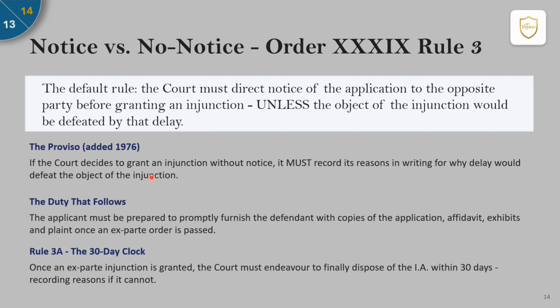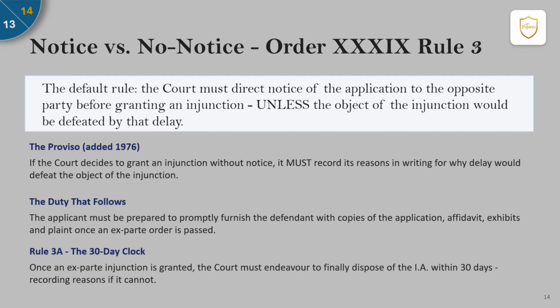And there is a duty that comes right after. Once you get an ex parte order, you're expected to promptly furnish the defendant with copies of everything, like the application, the affidavit, the exhibits and the plaint. You cannot sit on an ex parte advantage silently. And finally, Rule 3A.